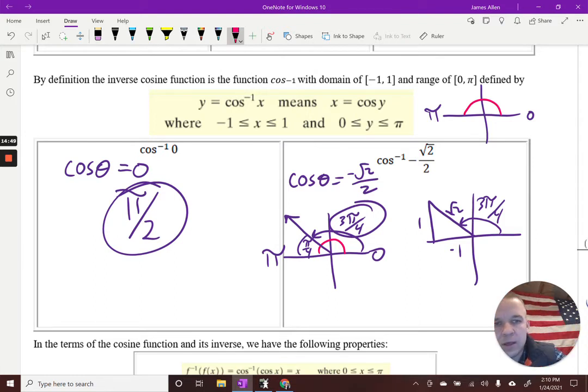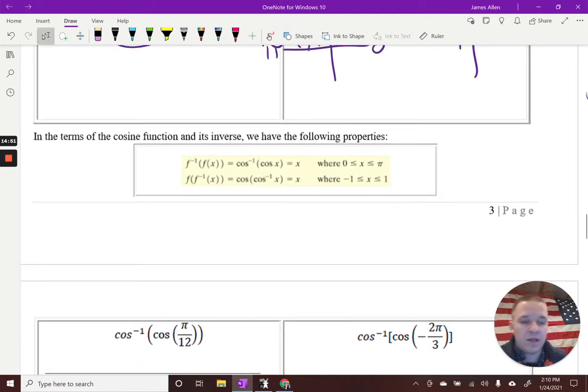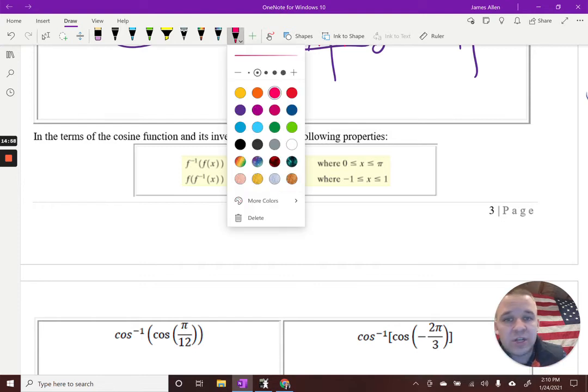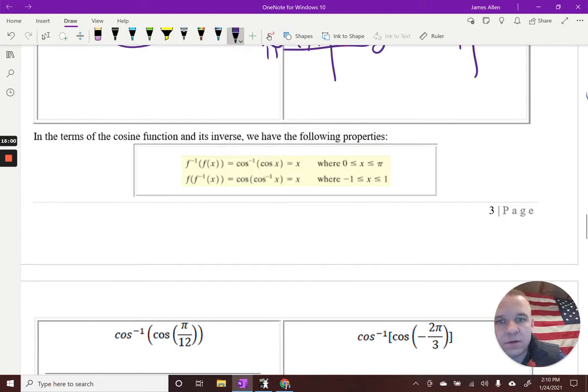Cool. All righty. Now the inverse properties. So f inverse of f of x is equal to inverse cosine of cosine of x, which equals x. They appear to cancel each other out, just like we were talking about with the sine. But remember, we have to pay attention to those restrictions on our x value.